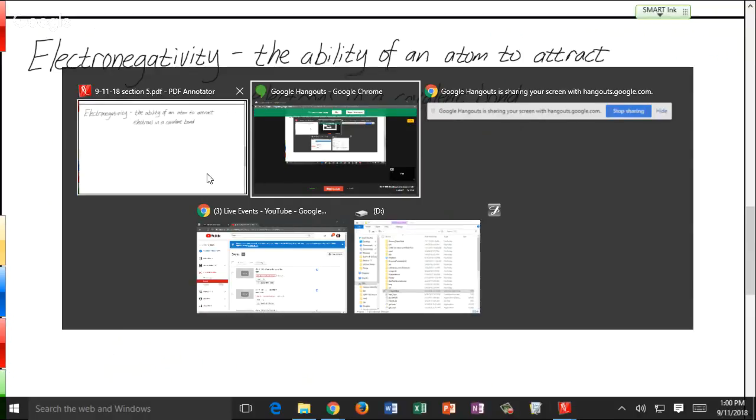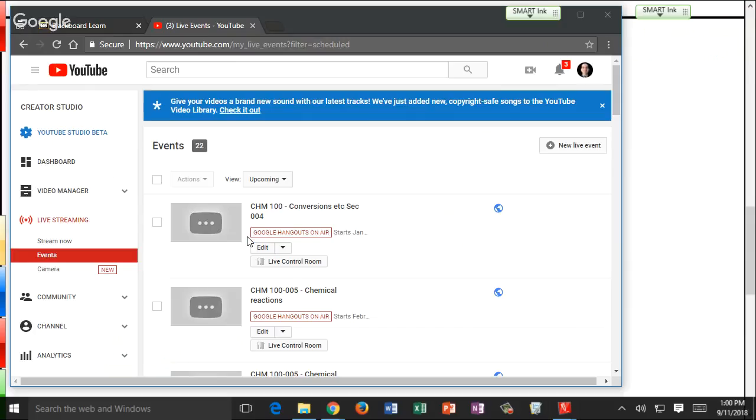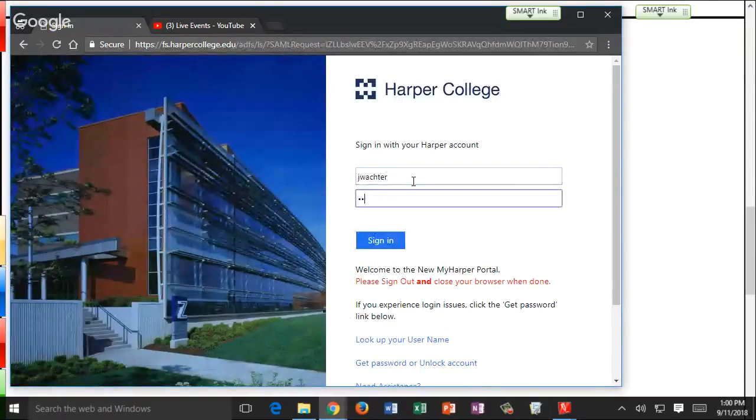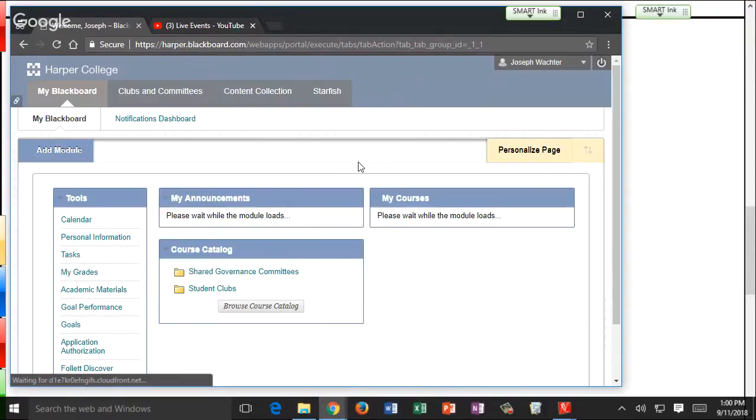So you can look this stuff up in a table. There's one in the book. Oops, I forgot to log into Blackboard, so I'll do that. Take a look at the book here.